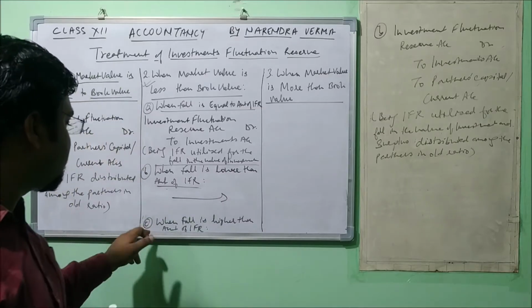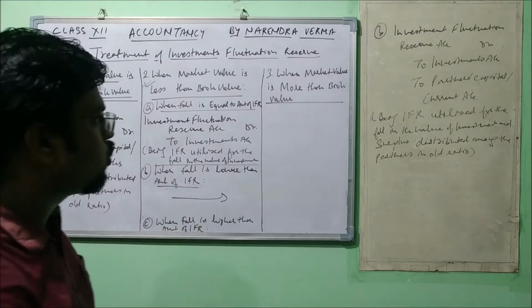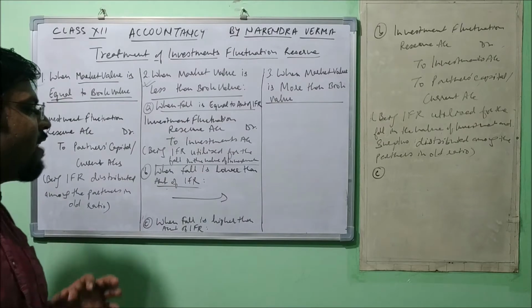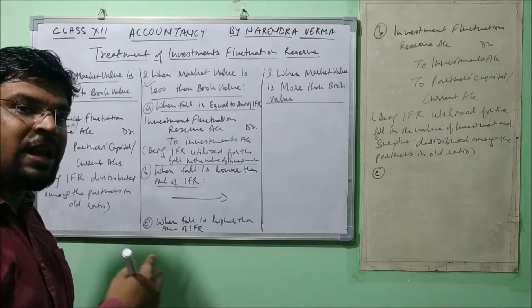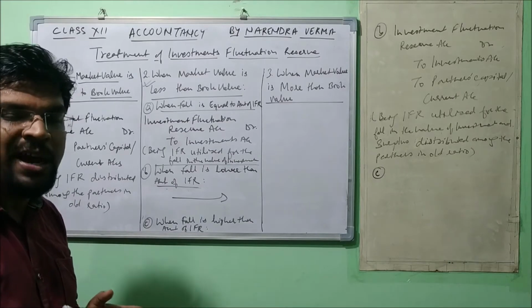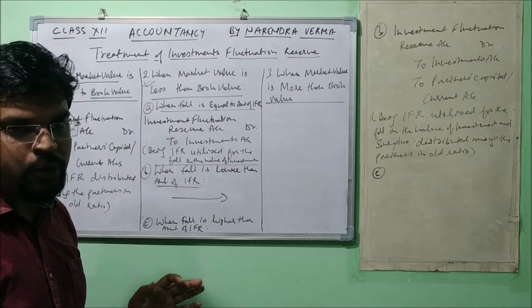Now let's discuss this case 3, when the fall is higher than the amount of IFR. So I need to mention it here as well. Now we have maintained the reserve and the fall has exceeded that. This is a situation of loss, and loss is supposed to be shared by the partners. So two entries will be passed here and they cannot be combined at all.